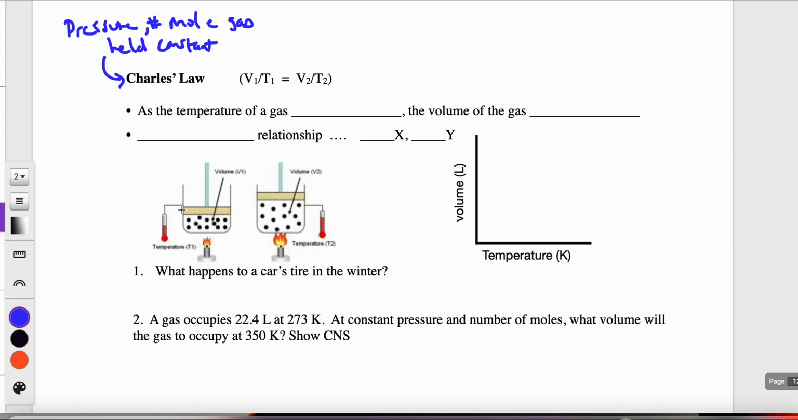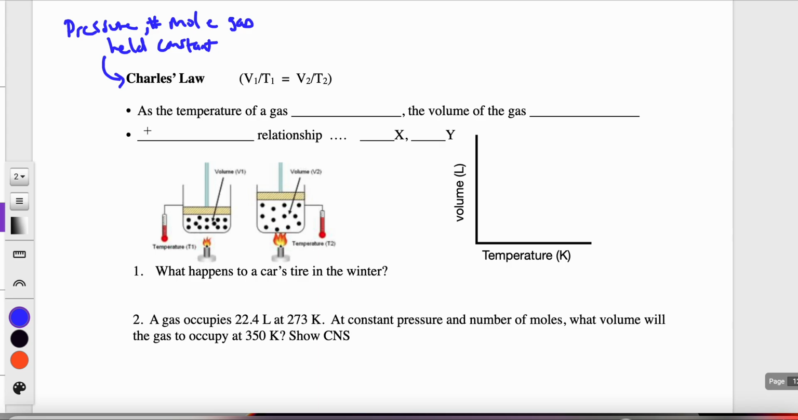So he would measure the temperature of the gas and measure the volume. And then he would heat the sample of gas, record a new temperature and the new volume. And so take a look. So as he heated up the sample, the gas wanted to occupy more space.